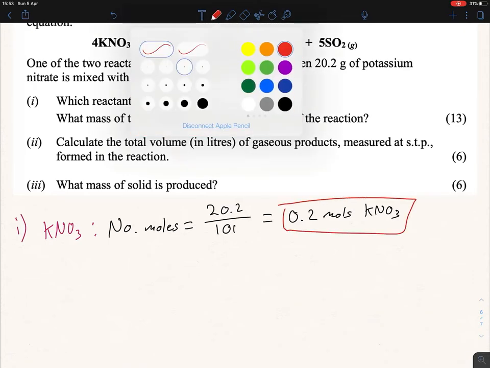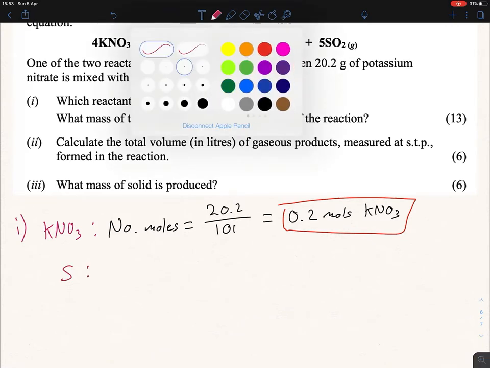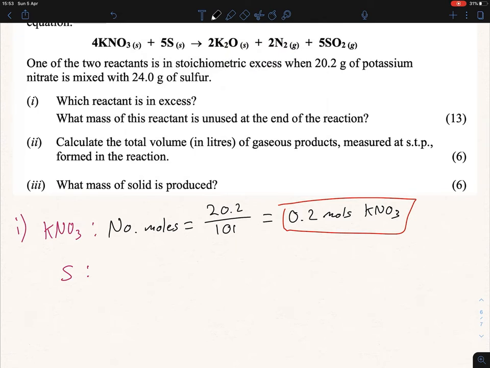Okay, next one is sulfur. Same principle again, guys. Get the number of moles. So number of moles equals, and sulfur was 24 grams, and if you get the MR of sulfur, it is 32. 24 divided by 32 gives you 0.75 moles of sulfur.